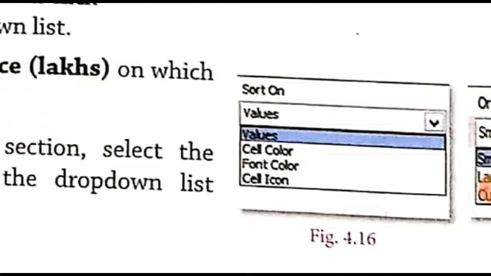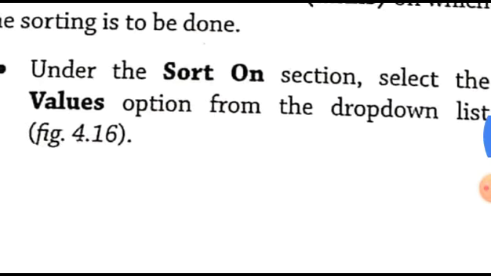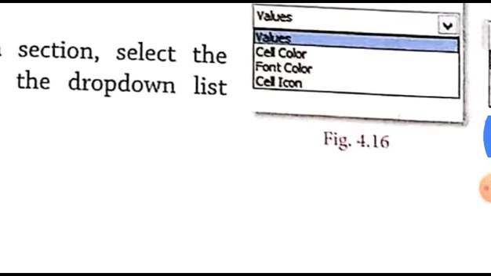The different options available here are cell color, font color, and cell icon, because we can also do the sorting on the basis of these three. We can sort on the basis of cell color, font color, or cell icon. But here we want to do the sorting on the values. That is why from the sort on drop down list we will select the values option, as shown in figure 4.16.